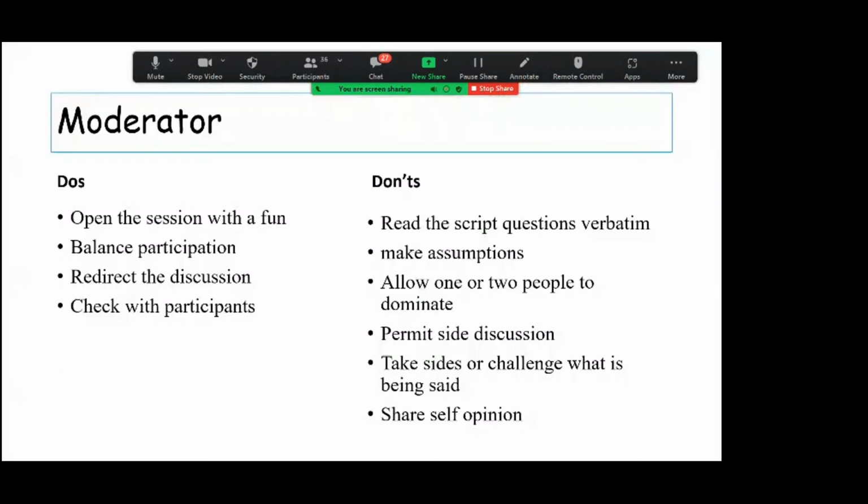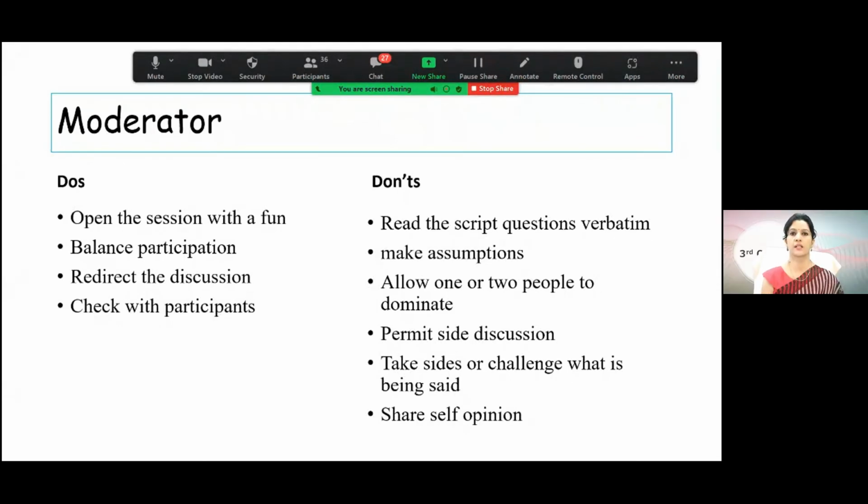The moderator. So you have seen this, and conducting a focus group discussion is a bit of a tricky task because there is a group and involving all the people.